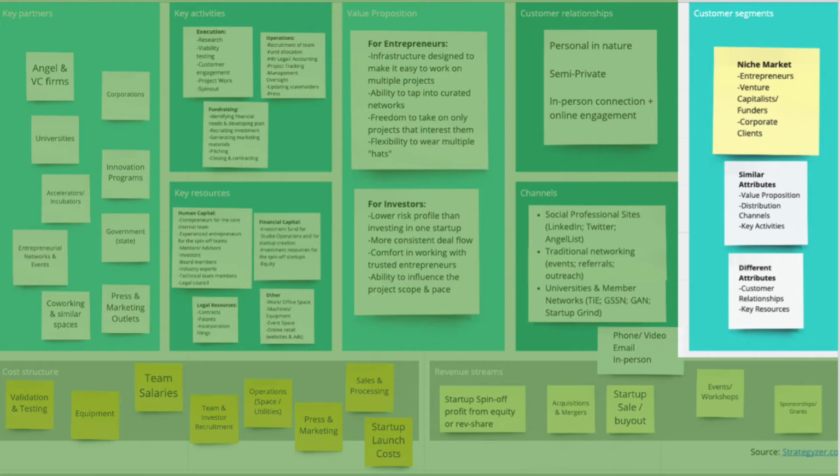For startup studios, the populations you're serving consist of entrepreneurs who will work with and for the studio, and investors and other stakeholders who will help with operations and funding.